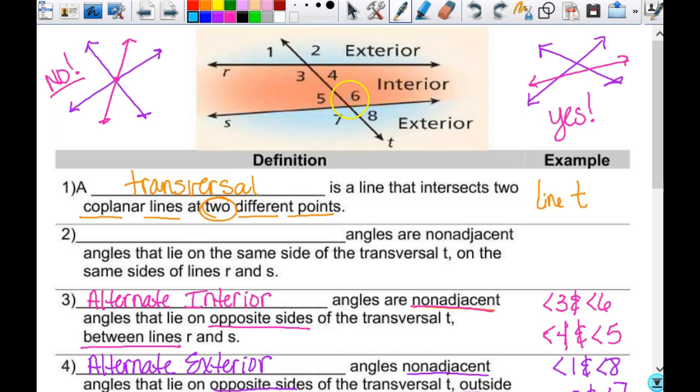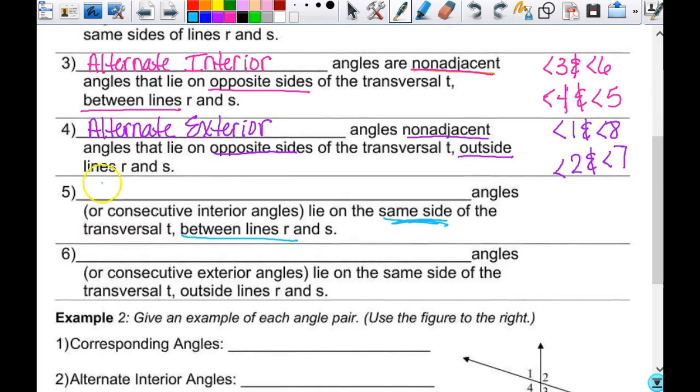Are 4 and 6 a linear pair? No. Are they connected by a line? Yes, but that's not what linear pair means, okay? These are not adjacent angles, so they can't be a linear pair. But they are both on the inside, both on the same side of the transversal, so these are called same side interior. Makes sense, right? Same side interior angles. So it's like angle 3 and angle 5, angle 4 and angle 6.